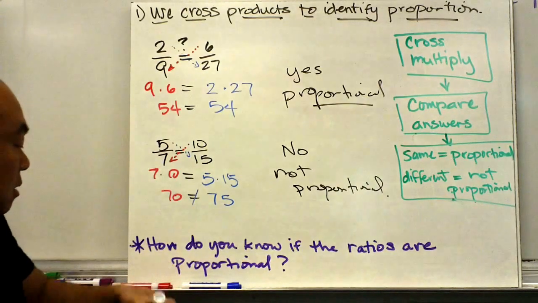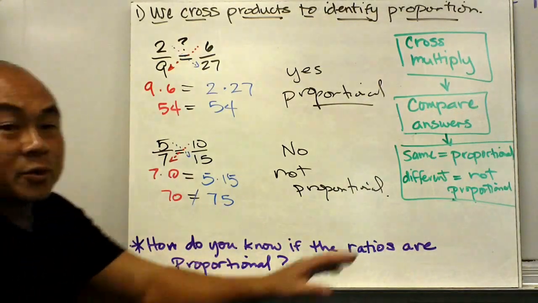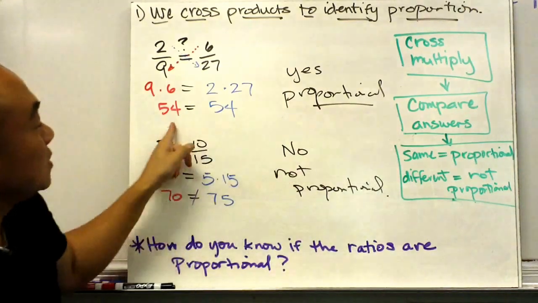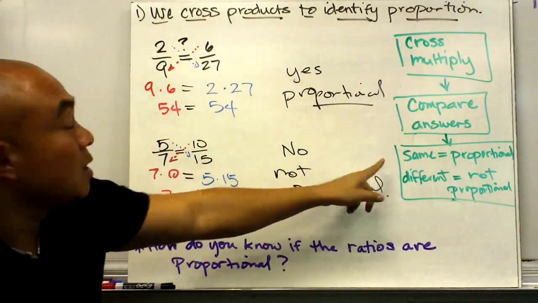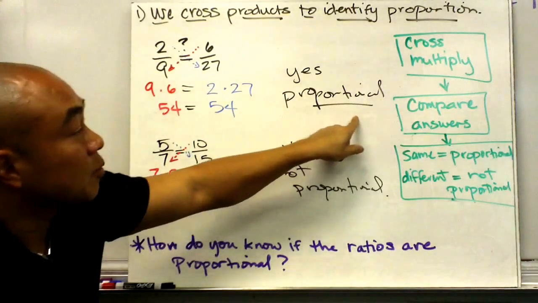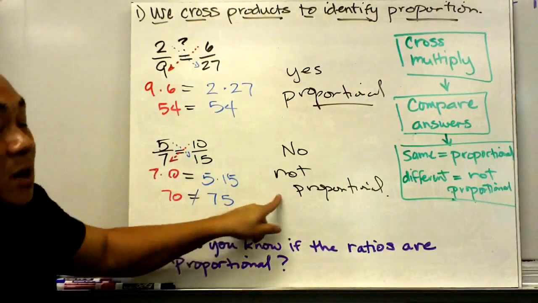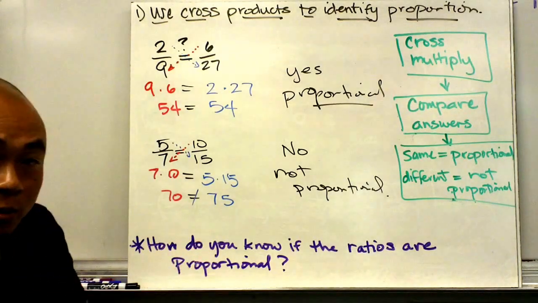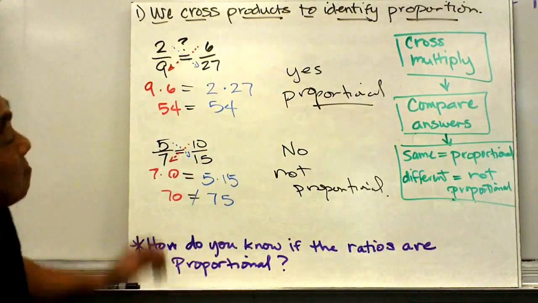Okay, so let's just recap real fast. We're going to cross multiply or cross products. Then we're going to compare the two answers, and we're just going to figure out if the answers are the same, then it makes them proportional. If the answers are different, then they're not proportional. All right? So that leads me to the question of, how do you know if the ratios are proportional? Just like that.